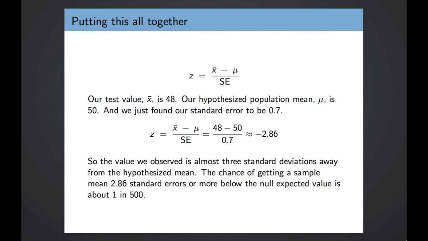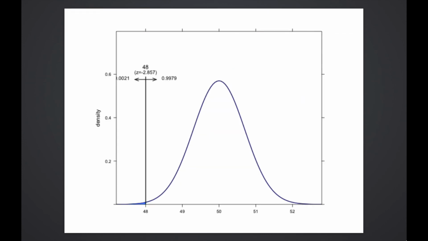So if the null hypothesis is true, the real population mean is 50, so we expect a random sample that we draw to have a mean of 50. It would be extremely unlikely, if the population mean really is 50, to draw a sample that has a mean of 48. I generated this graph in R to illustrate this concept a little bit further.